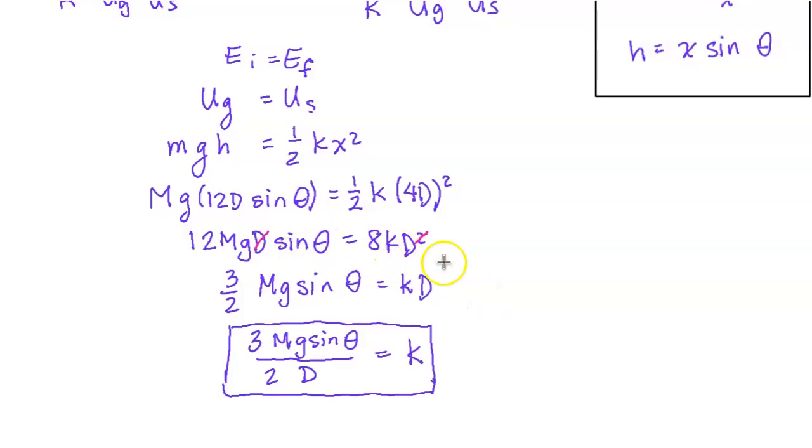We're going to divide 8 on both sides. We get 3 over 2 mg sine theta equals kd. We're going to divide d on both sides. So the spring constant is equal to 3 mg sine theta divided by 2d.